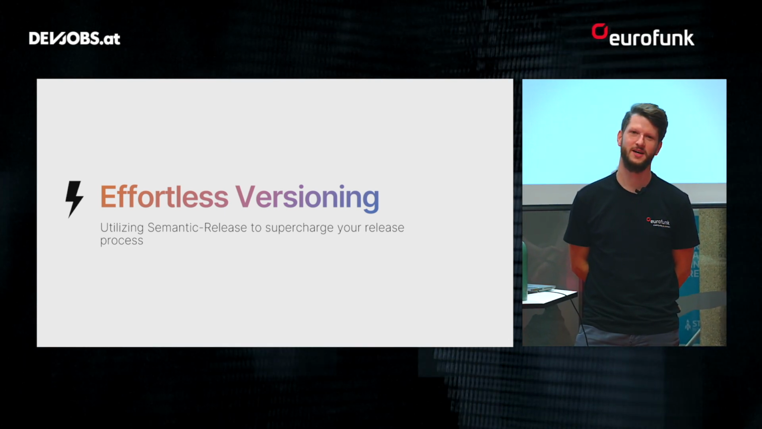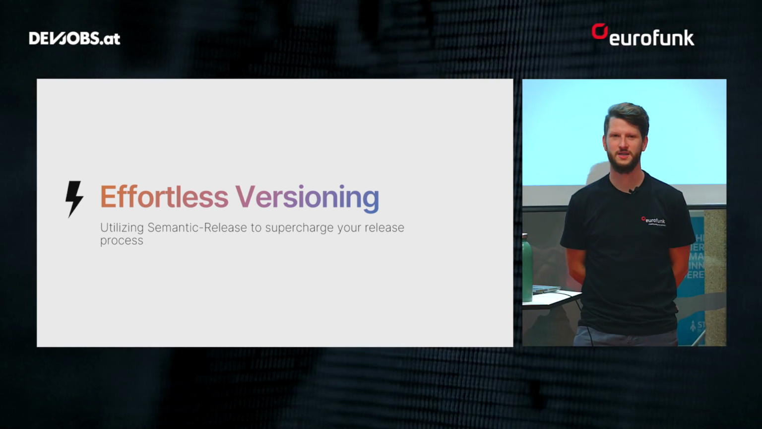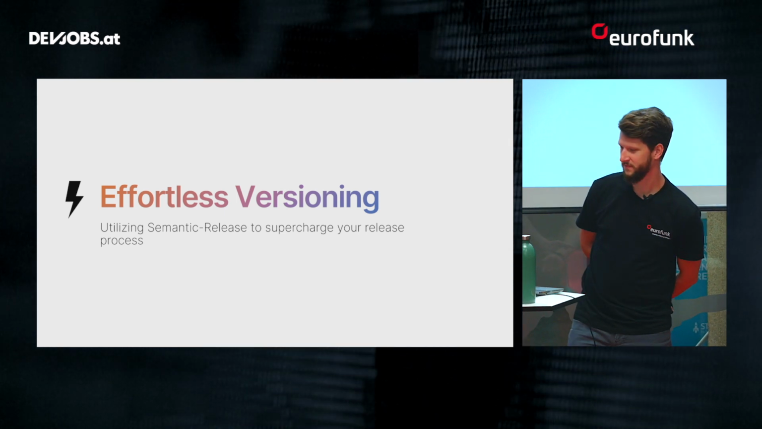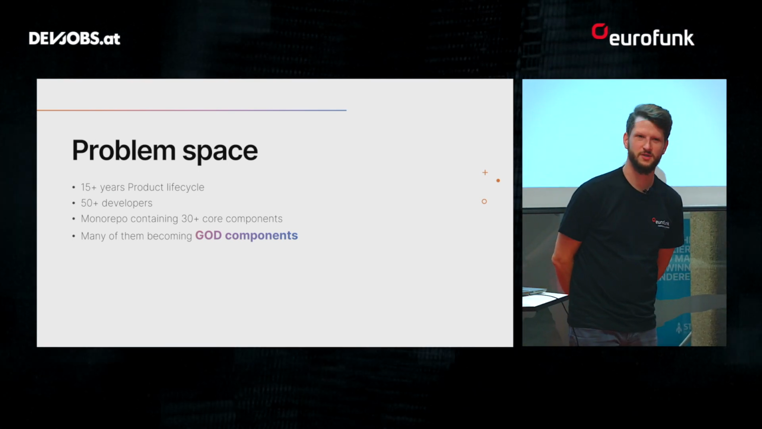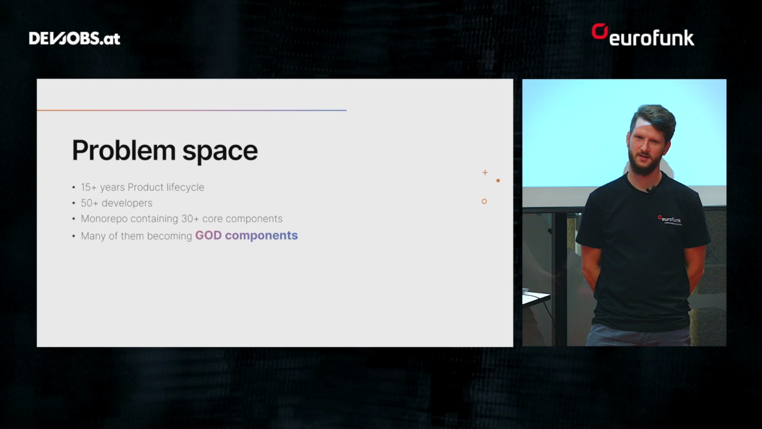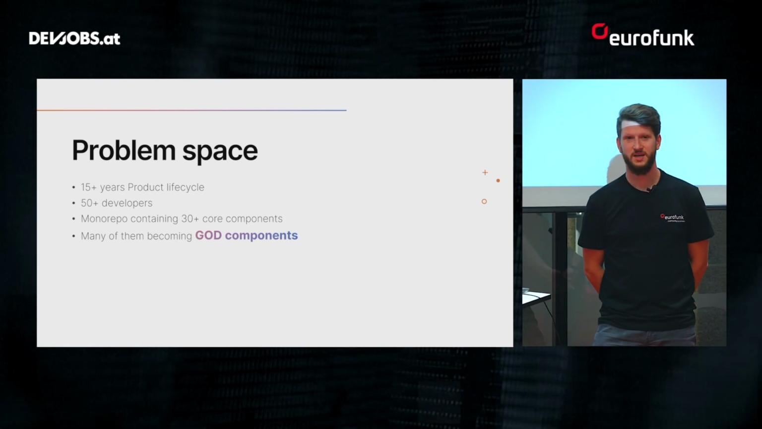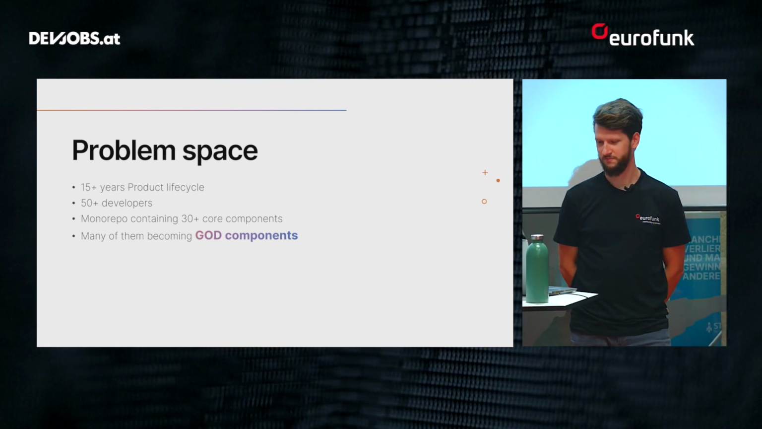I'm Stefan Höller. I'm from the company Eurofunk, and I want to talk with you today about how to version a library and how to do it effortlessly. So we at Eurofunk had a problem we faced some time ago. We have a product cycle of 15 years or more. We have 50 plus front-end developers working on our software, and all of this code is contained in a large repository, in a large monorepo.